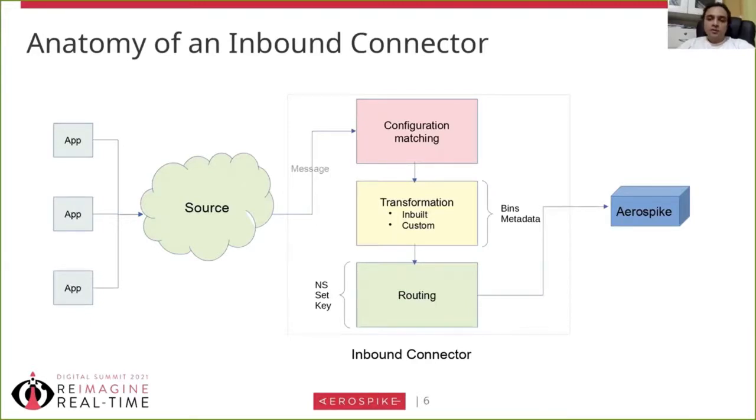Now, in the inbound connector, for transformation, we have two options. There's an inbuilt transformation that is built into the connector by default. This transformation allows you to use simple declarative rules to convert the incoming message into Aerospike bins or Aerospike metadata. In addition, you could also plug in a custom transformation which allows you to write custom code to transform the incoming message into Aerospike bins and metadata.